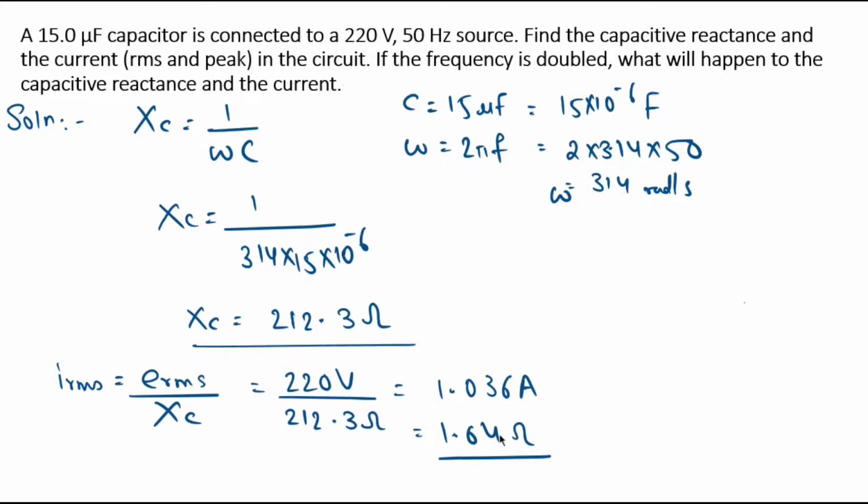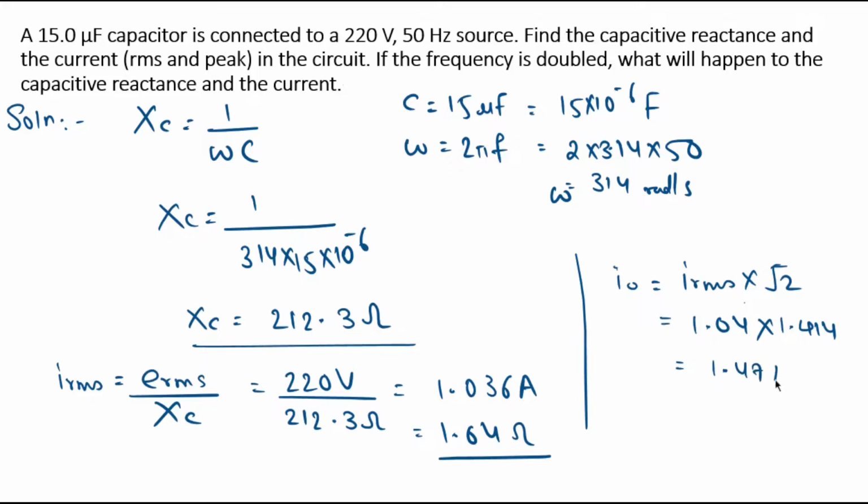Now to find out peak value, we know that I naught is equal to IRMS into root 2. So IRMS is 1.04 and root 2 is 1.414. Now multiplying this, we get I naught is equal to 1.47 ampere.